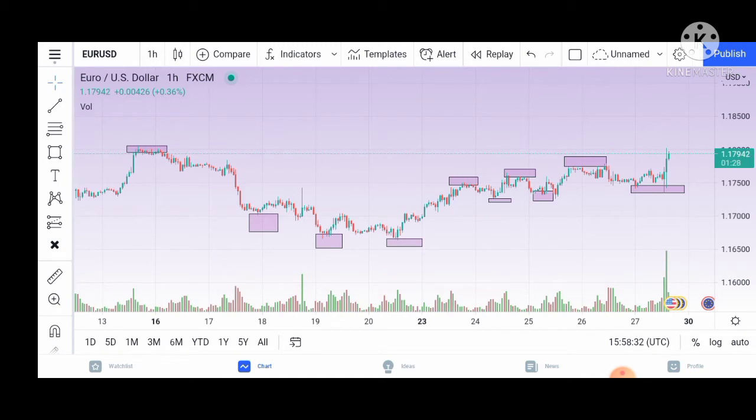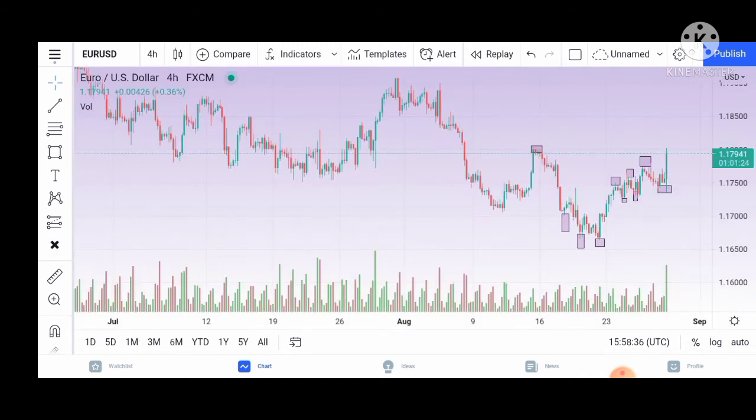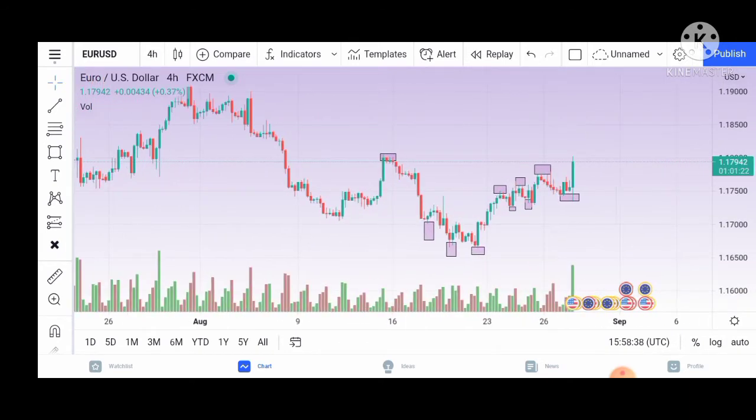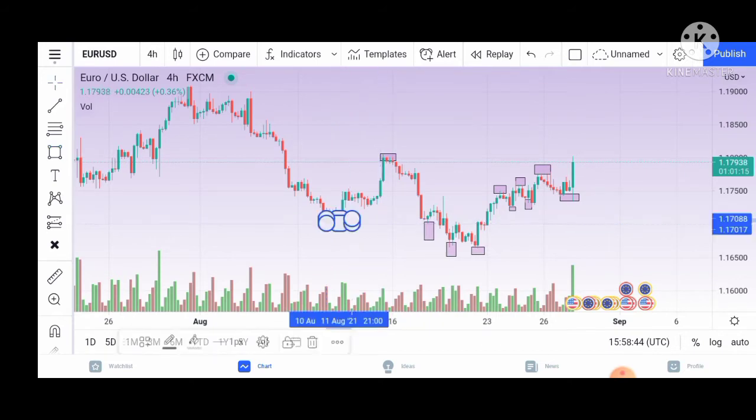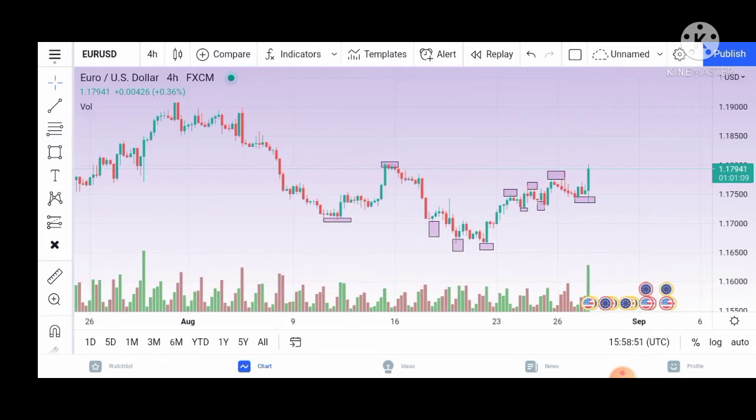So at any time frame, if we keep going through different time frames, we'll see different support and resistance zones in the market. All right, this is a support zone. Why? Because price got there and pushed it up. There are a lot of supply and demand zones. There are a lot of support and resistance zones also. All right, so this is it.